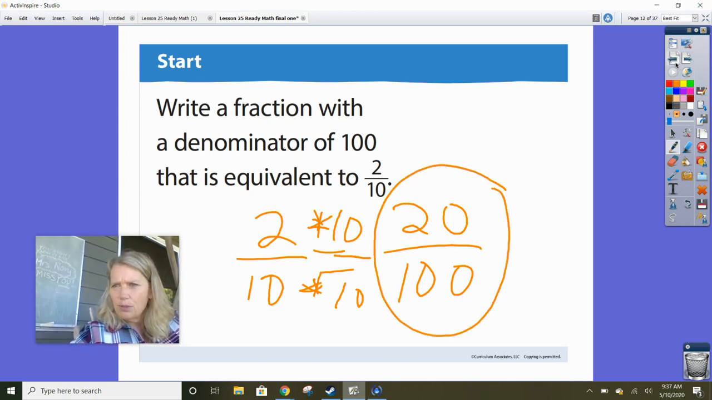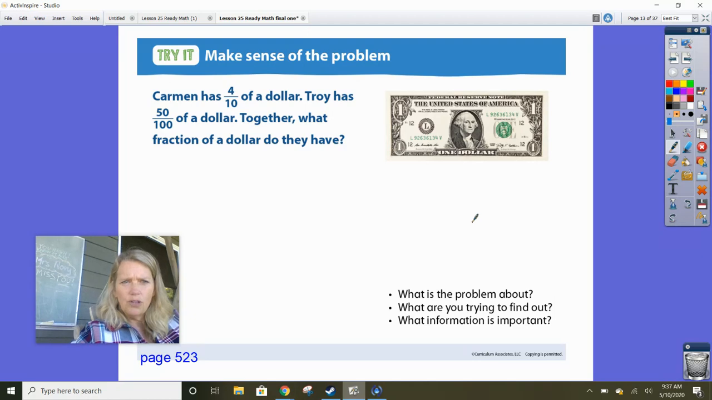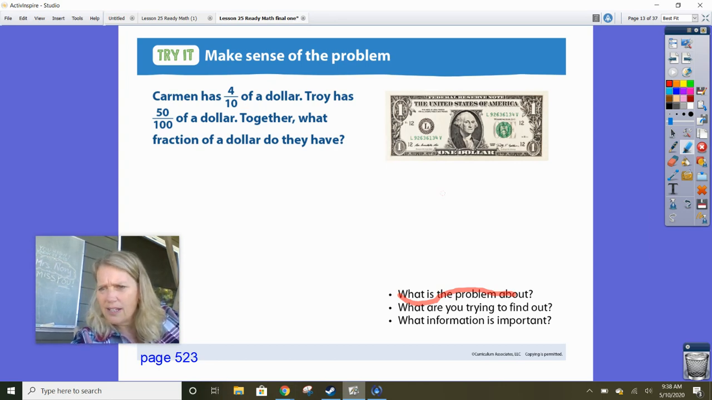All right, that is pretty much the main idea of the week. Carmen has 4/10 of a dollar. Troy has 50 hundredths of a dollar. Together, what fraction of a dollar do they have? So first read is, what is this problem about? And it's about money. Parts of a dollar. Okay. Next, second read is, what are we trying to find out?